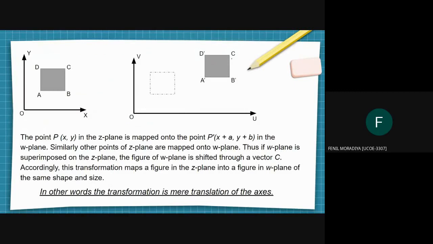The point P of x, y in the z plane is mapped onto the point P dash x plus a, y plus b in the w plane. Similarly, other points of the z plane are mapped onto the w plane. Thus, if the W plane is superimposed on the Z plane, the figure of the W plane is shifted by the vector C. Therefore, this transformation maps a figure in the Z plane into a figure in the W plane of the same size and shape. Therefore, it is called a translation of the axis.